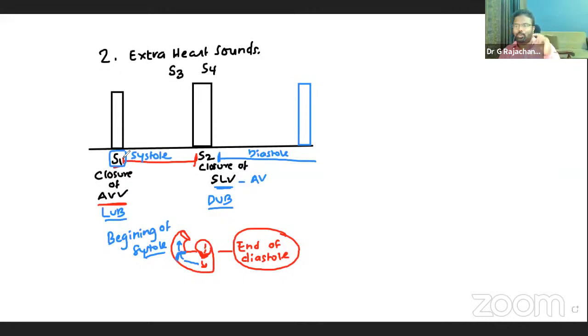So in fact, we need to remember that systolic murmurs are louder, and diastolic murmurs are less intense. They are low-pitched murmurs, but there is one exception. The murmur of aortic regurgitation is the loudest diastolic murmur. Okay.